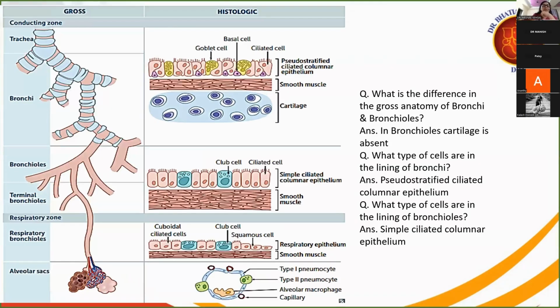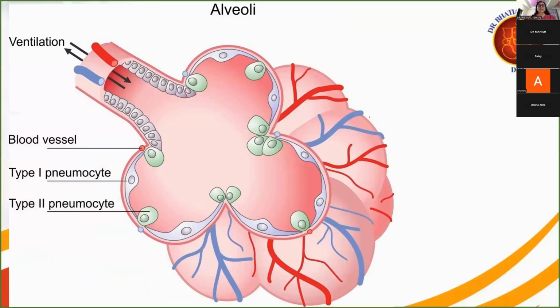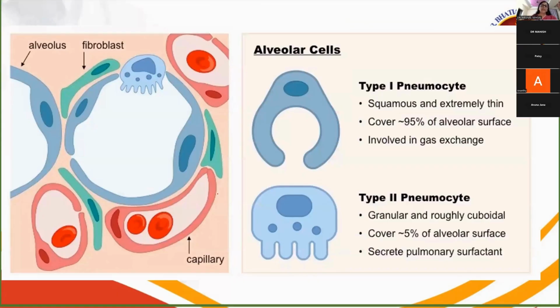We went through the respiratory tract, the conducting zone, and the respiratory zone. We had gone through the histological part of the epithelium, the type of cells that line the alveoli, the type of cells that line the trachea and the respiratory bronchioles. We discussed the alveolar sac. We discussed the ventilation, that is the air coming into the alveoli. Then we discussed the capillaries around the alveoli, that is the perfusion part.